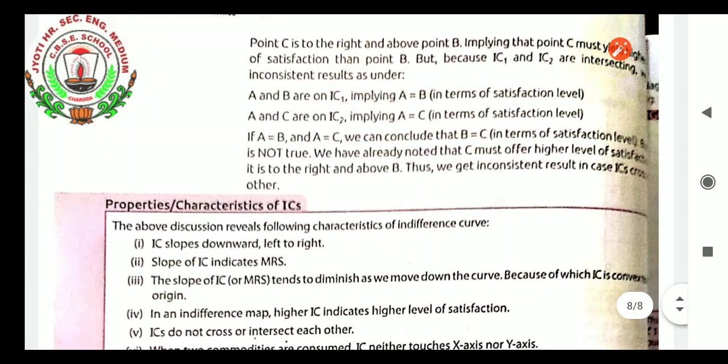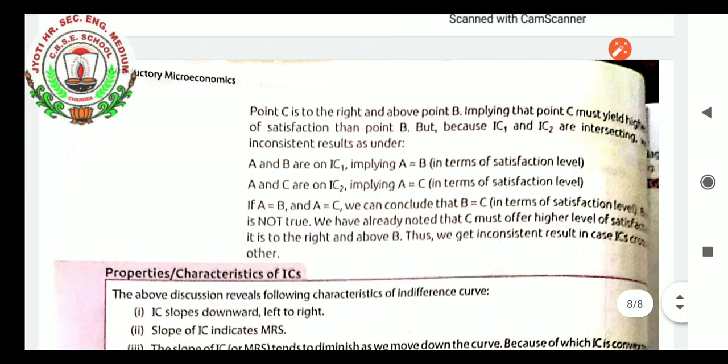So that was it, all has been explained there. Point C is to the right and above point B, implying that point C must yield a higher level of satisfaction than point B, but because IC1 and IC2 are intersecting, an inconsistent result arises.